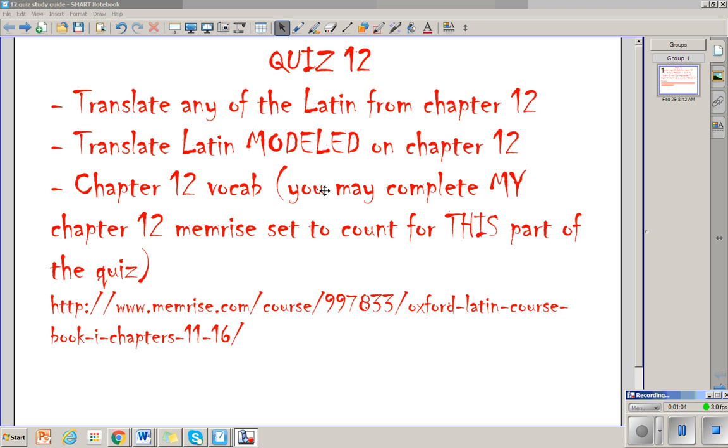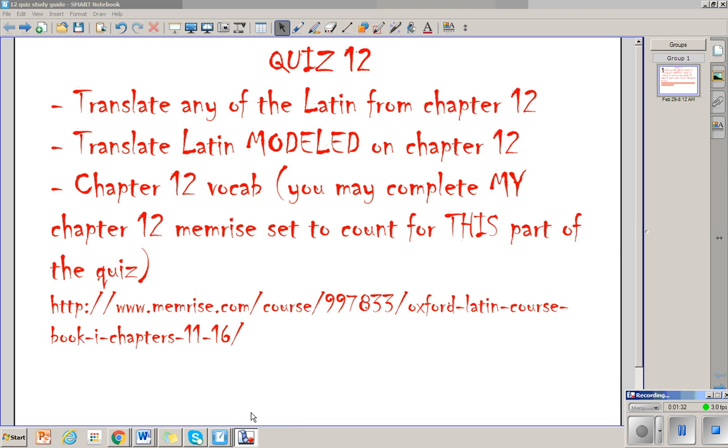Two is vocab. Now you could do the vocab in the traditional way, which is write it out, or you could, as an alternative, do the memorize set for chapter 12, but you have to use my set. So complete the memorize, print it out, bring it with you to class, and that will count for the vocab portion of your quiz. Of course, you still have to do the translation portion, but the vocab portion you can do with this memorize set, not any other one.